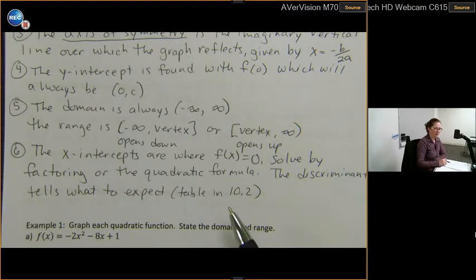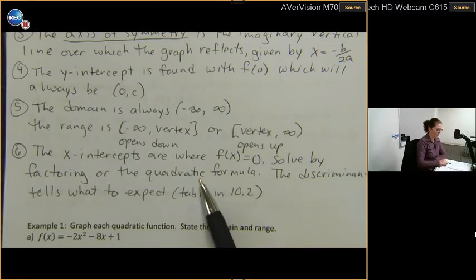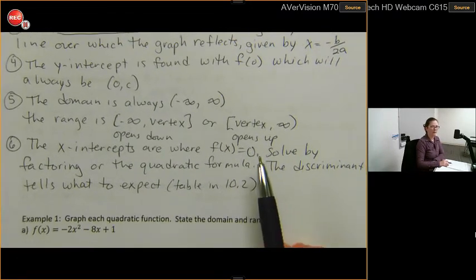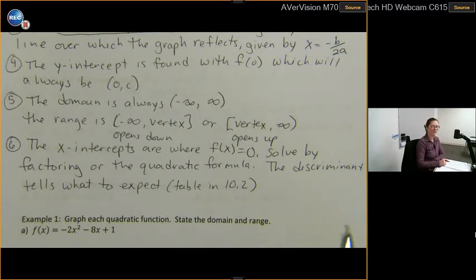The x-intercepts are where f of x equals 0. This is going to take probably more work than any of the other steps because you're going to have to solve with factoring or the quadratic formula, or if you liked completing the square, you could use that. The discriminant, which is what we talked about in section 10.2, is going to tell us what to expect as far as x-intercepts. Will we have 1? Will we have 2? Will we have 0? That's how the discriminant value is helpful.